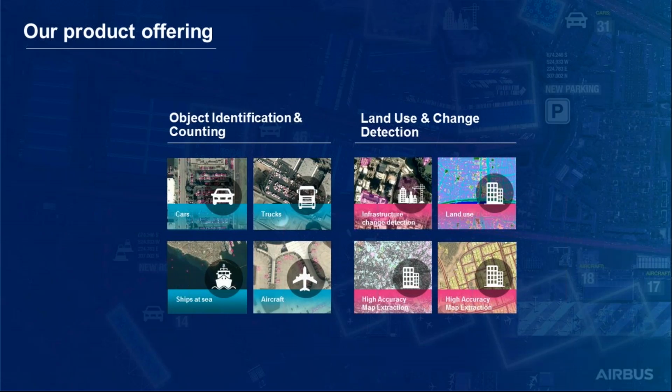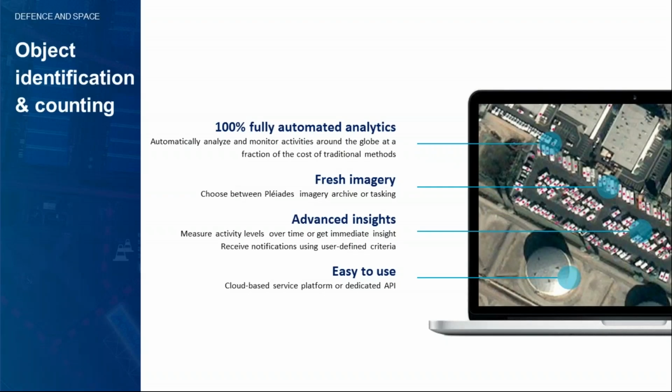So what are the key benefits for the object identification and counting offer? Our cars and trucks algorithms can be accessed via the OneAtlas portal and via API. You can get results in minutes when you run these analytics over your area of interest for a single date. Or alternatively, you can set up a monitoring project over time, multiple dates, and for multiple areas of interest. So both of these algorithms, cars and trucks, use Pleiades imagery.